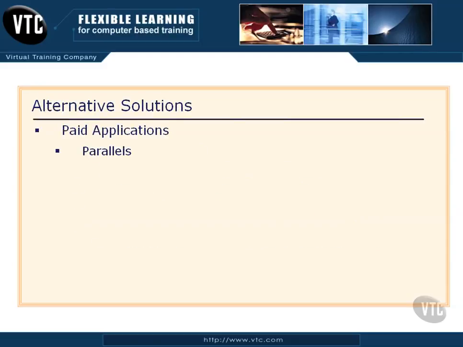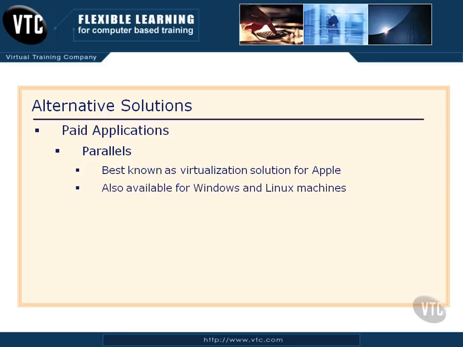Now, another incredibly popular one is Parallels. This is best known as a virtualization solution for Apple. If you go into your local computer store and you say, I'd like a Mac notebook, but I'm a Windows person and I've got a lot of Windows applications, the first thing they're going to say is Parallels. Parallels will let you run Windows on Apple machines. What a lot of people may not have caught up on is the fact that there is a version of Parallels that will run on Windows and Linux machines, and it's a virtualization environment very similar to Workstation or VirtualBox or anything like that.